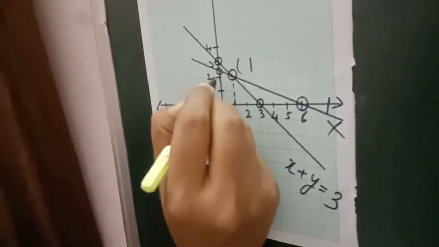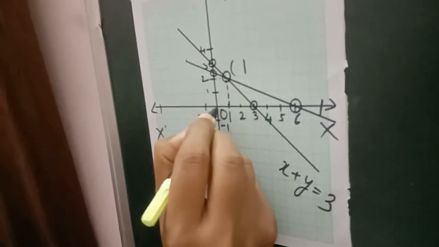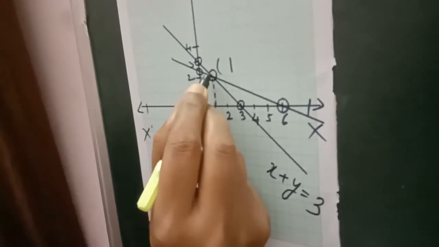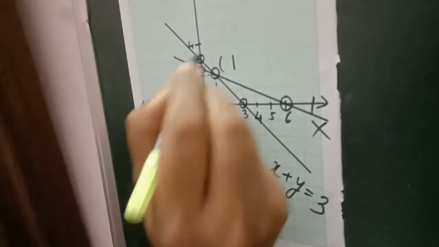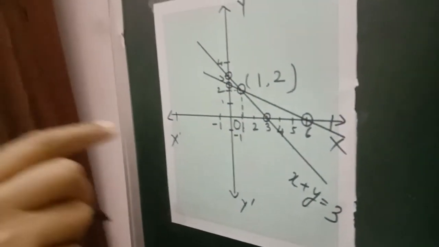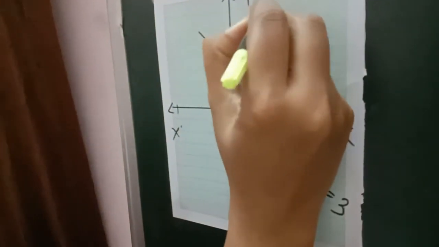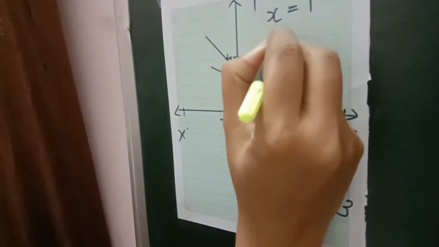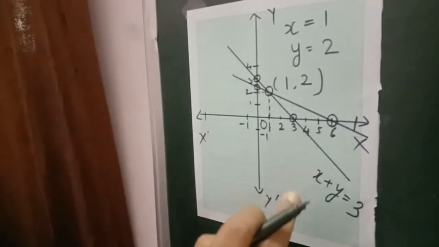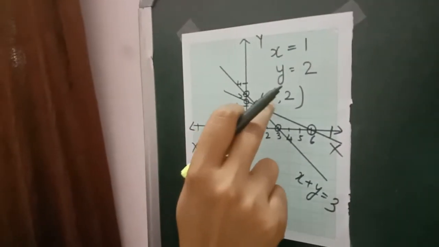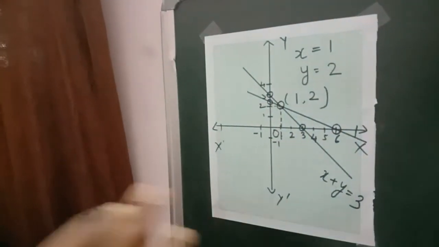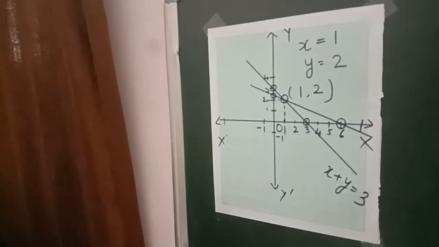The x coordinate is measured from here to here, so we are getting 1. And what was the y coordinate which we are getting? Yes, the y coordinate is equal to 2. So in this way we solved it. Here we have x is equal to 1 and y is equal to 2. So where the 2 lines are intersecting, the x coordinate and y coordinate of that point will be the solution of the given equations. Clear?